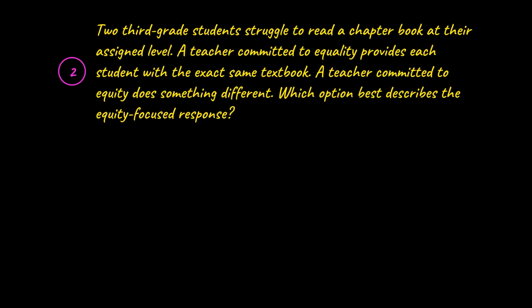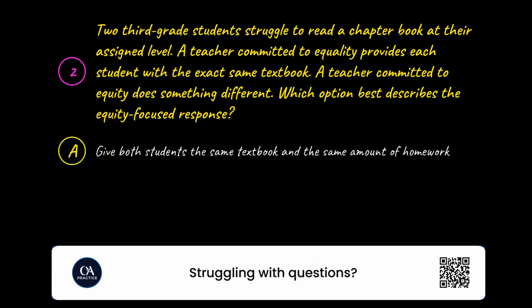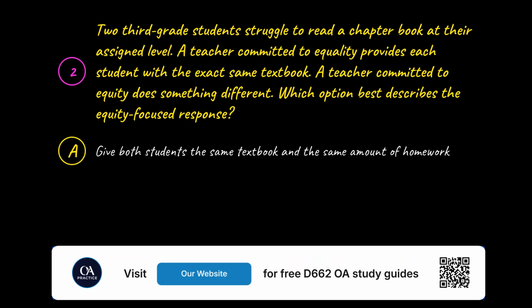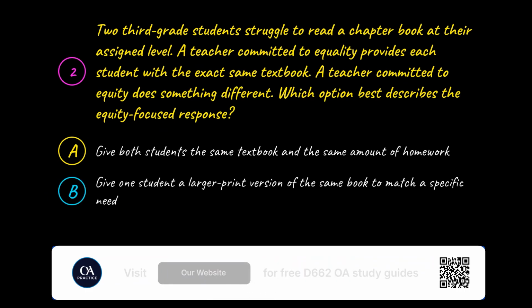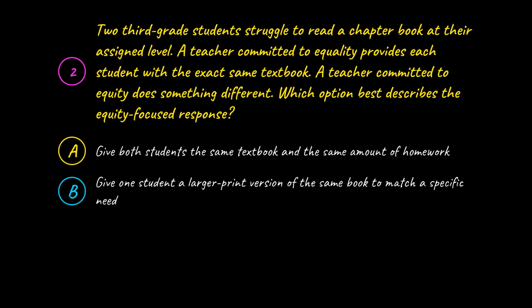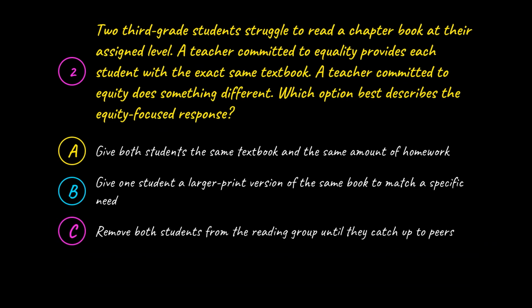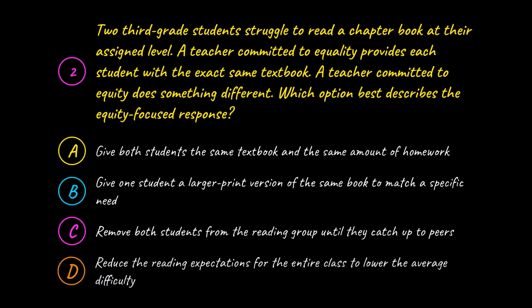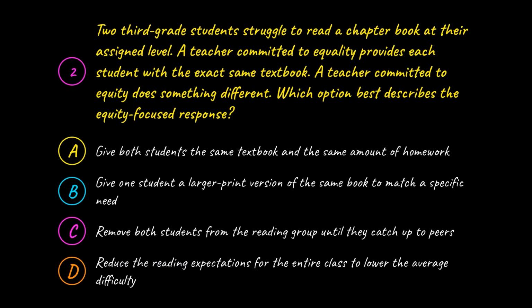Your options are: A. Give both students the same textbook and the same amount of homework. B. Give one student a larger print version of the same book to match a specific need. C. Remove both students from the reading group until they catch up to peers. D. Reduce the reading expectations for the entire class to lower the average difficulty. Take a second. Which answer would you pick?